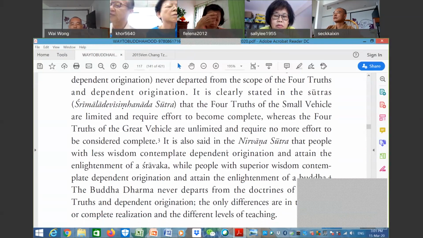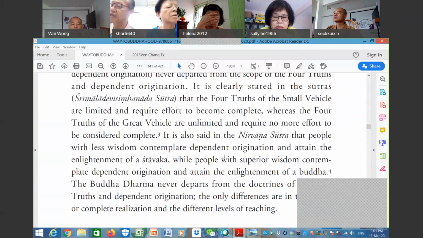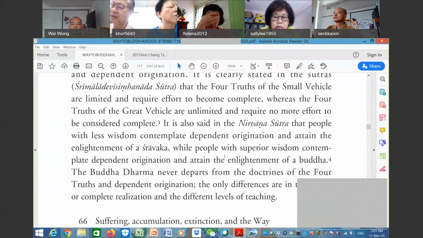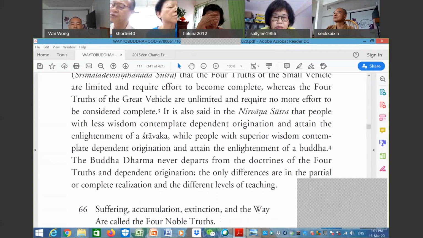It is also said in the Nirvana Sutra that people with lesser wisdom contemplate the four truths and attain the enlightenment of the Sravaka, while people with superior wisdom contemplate dependent origination and attain the enlightenment of the Buddha. The Buddha Dharma never departs from the doctrines of the four truths and dependent origination. The only difference is in the partial or complete realization and different levels of teaching.